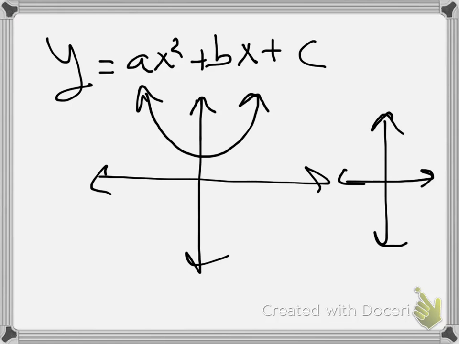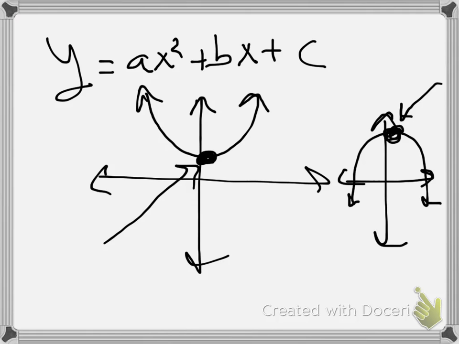One of the key characteristics of this graph is that it has a minimum point, the point at which it bottoms out, or a maximum point, the point at which it tops out. A very important point, because a lot of times we want to talk about maximizing and minimizing, like you want to minimize risk and you want to maximize profit. A lot of times this idea of maximizing or minimizing is indicated by a quadratic. This maximum or minimum point is called the vertex.